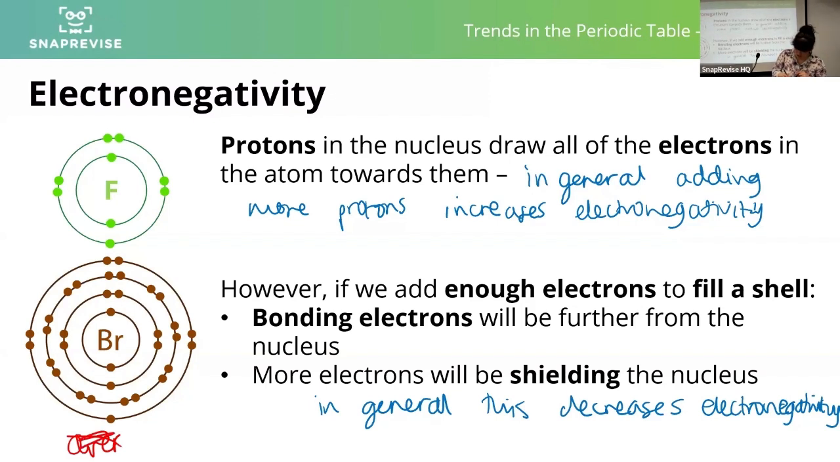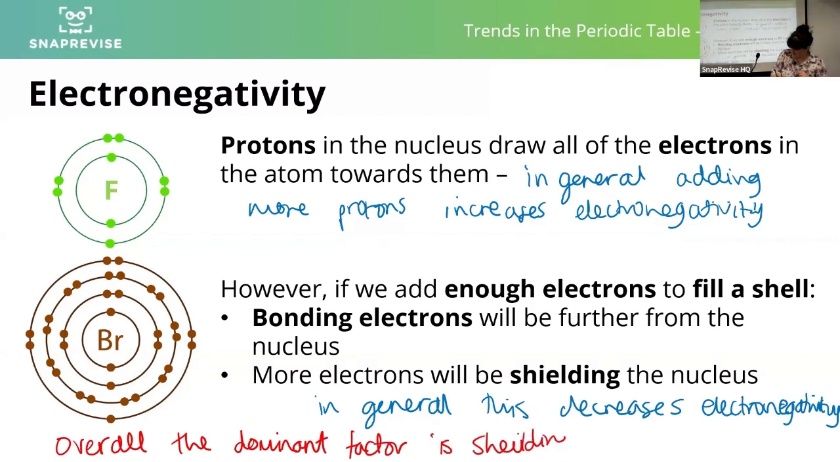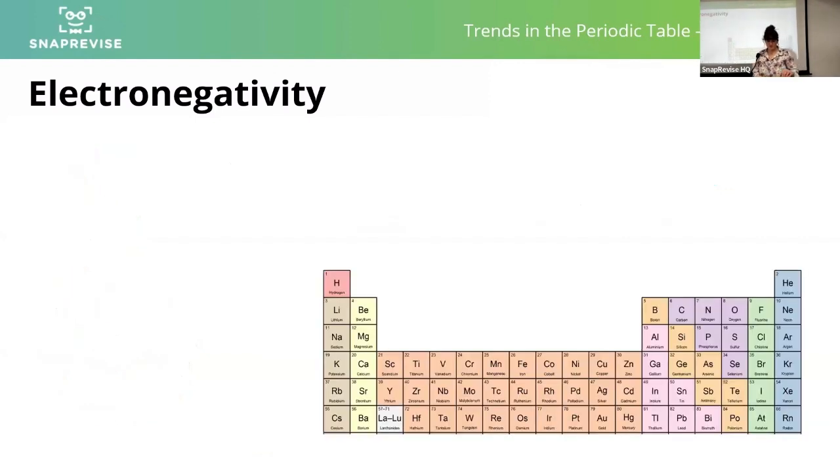Overall, the dominant factor is shielding. As in, that has the greater effect, and that is what trend we see. So what trends do we see then in our periodic table?